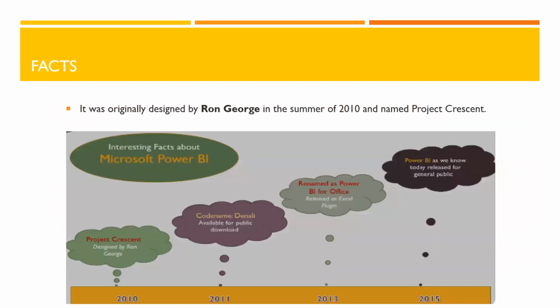Moving on to the facts, it was designed by Ron George in 2010 with the name Project Crescent. In 2011, it was made publicly available with the code name Denali. After that, in 2015, it was renamed Power BI for Office. And in 2015, it was released to the general public with the name Power BI, and we are using that software today, but it is an upgraded version.